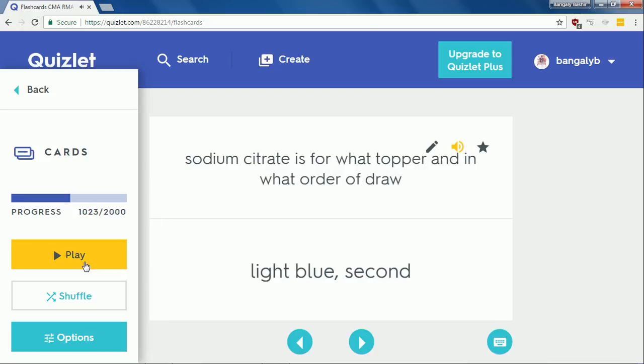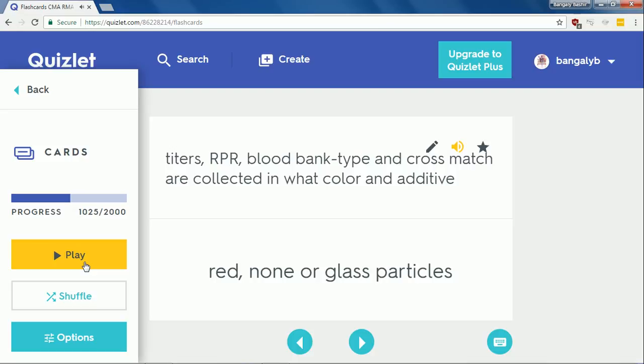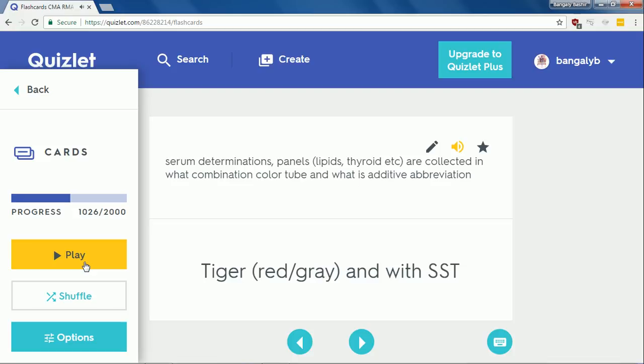Sodium citrate is for what topper and in what order of draw? Light blue, second. Found third in order of draw for vacuum tube or last in syringe, the topper color is red. Titers, RPR, blood bank type and crossmatch are collected in what color and additive? Red, none or glass particles. Serum determinations, panels are collected in what combination color tube and what is the additive abbreviation? Tiger and SST.